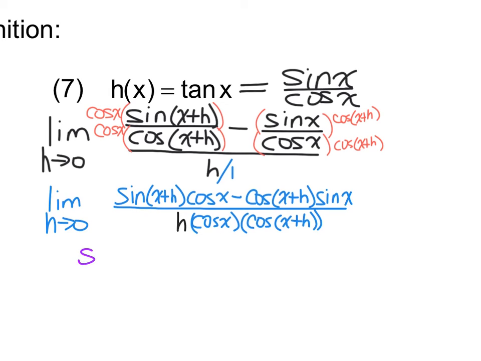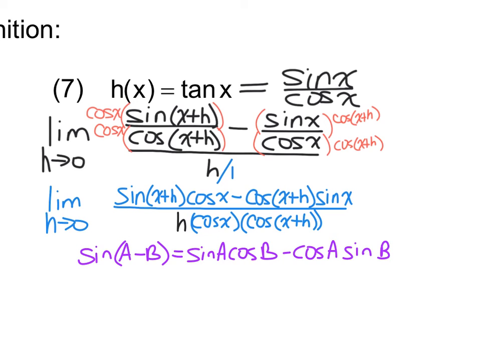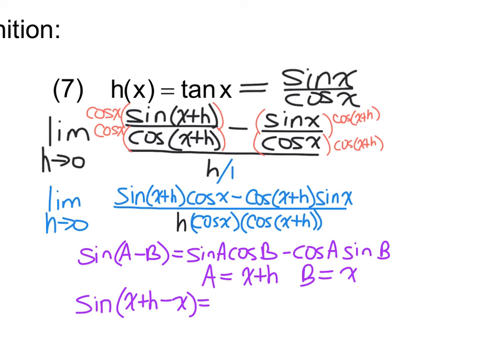So sine of a minus b is equal to sine of a cosine of b minus cosine a sine of b. All right. So it's like, okay, that's wonderful. How is that helpful? Well, if the a is equal to x plus h and the b is equal to the x, then what I would have here, just doing simple substitution, is sine of x plus h minus x equals the sine of x plus h cosine x minus cosine x plus h sine of x.